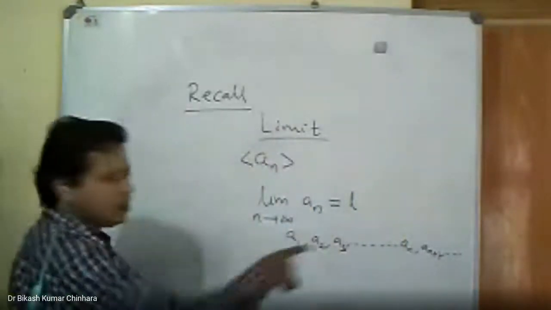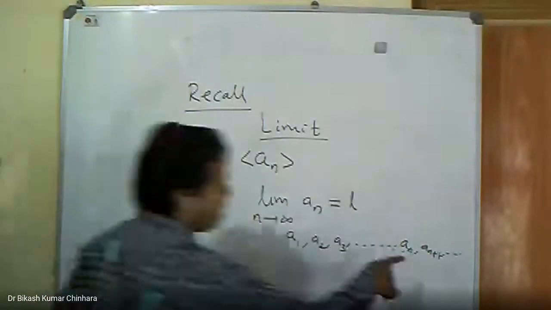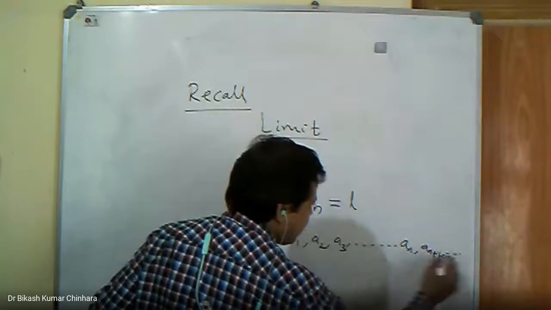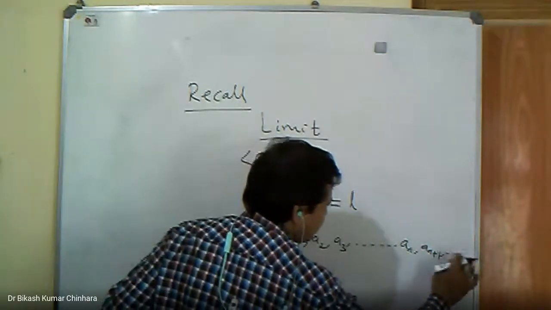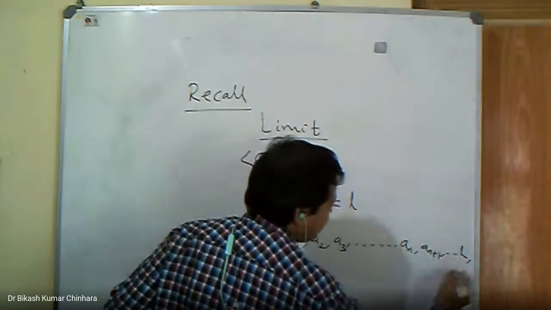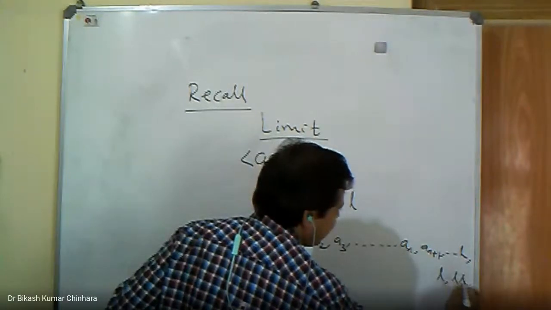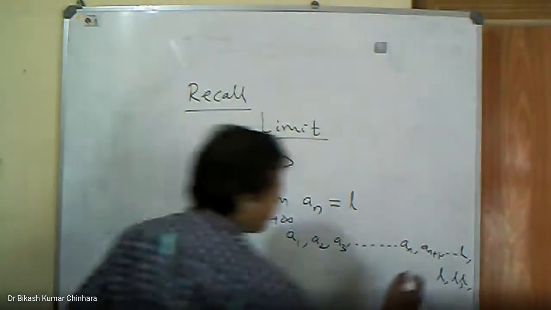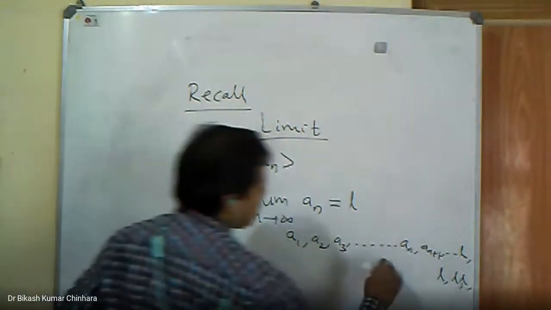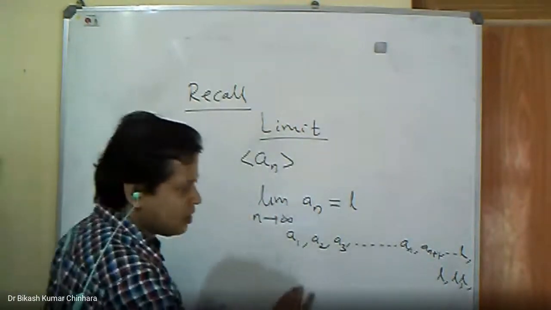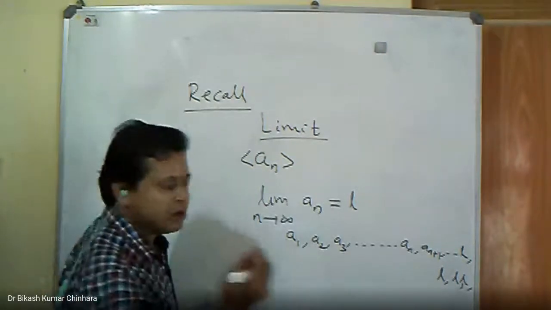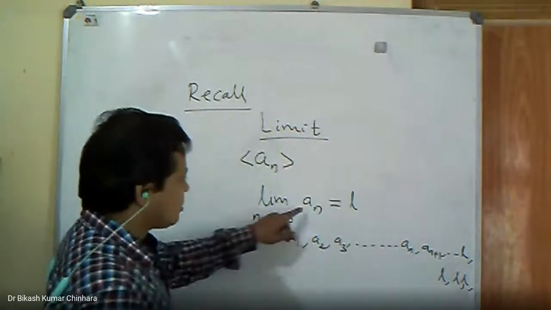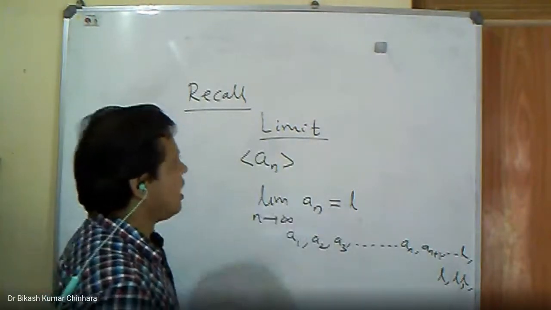After infinite number of terms, a_n is becoming just like L. I can write L, L, L. Are you getting? So after some time, the terms of the sequence behave like a number L. So that means I can say that the sequence converges to L.